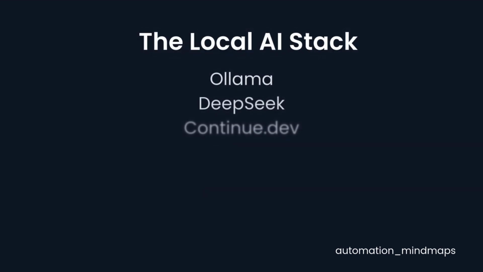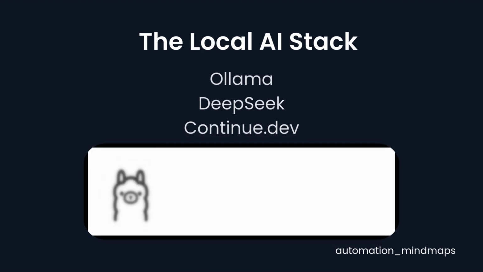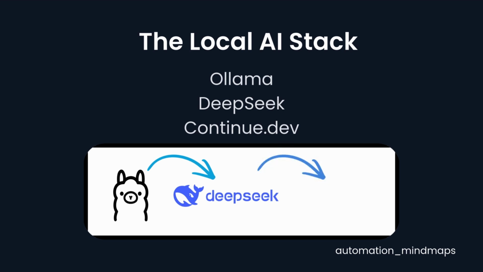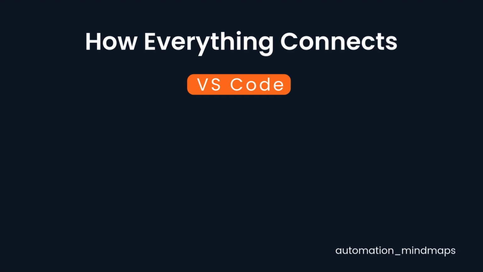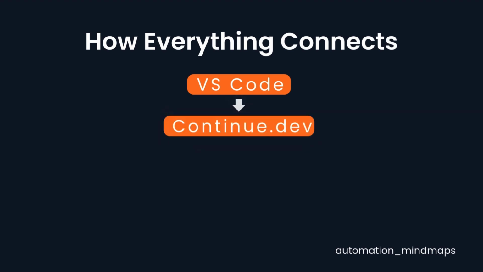To build this setup, we only need three tools. First is Ollama. Ollama allows us to run AI models locally on our machine. Second is DeepSeek, which is a powerful reasoning model that works very well for coding tasks and debugging. And third is Continue.dev. This is an AI coding assistant that runs directly inside VS Code. When we combine these three tools, we get a private AI assistant that can help with automation testing workflows.